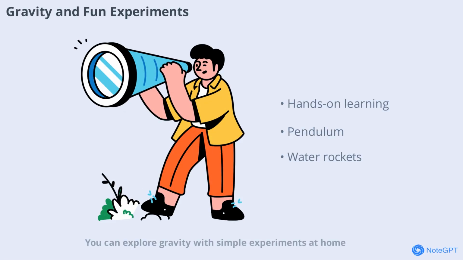You can explore gravity with simple experiments at home. Drop different objects and observe how they fall, or use a pendulum to see gravity in action. Building models of the solar system or creating water rockets are fun ways to learn about gravity. These hands-on activities make science exciting and help deepen your understanding of this fundamental force.